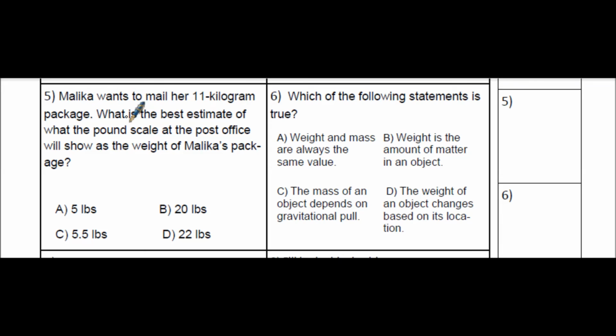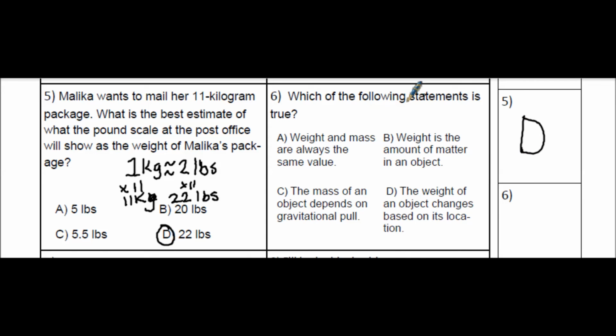Malika wants to mail her 11-kilogram package. What is the best estimate of the pound scale at the post office will show as the weight of Malika's package? So I want to know 11 kilograms. And down here it's saying pounds. So I know that 1 kilogram is equal to about 2 pounds. So 11 times the 1 kilogram would give us 11 kilograms. And if we multiply the other side by 11, we see that that's equal to 22 pounds. So I know that 11 kilograms is about 22 pounds, or answer choice D.